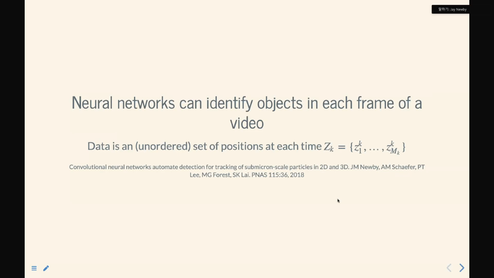So back when convolutional neural networks were still sort of new, I constructed one to locate objects, particles in a video, and I can use this neural network to track the nuclei.